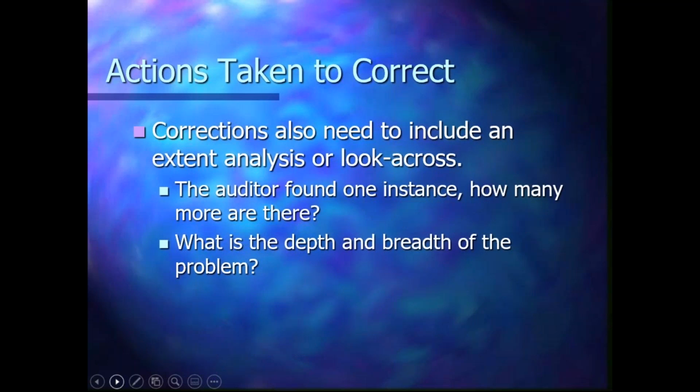Let's talk a little bit more about the concept of extent analysis. It's often referred to as a look across. So the auditor found one instance, but how many more are there? What's the depth and breadth of the problem? So if an auditor found 2 gauges out of 178 gauges that were not calibrated during their audit, you would obviously have to fix those. But you would have to confirm the status of all 176 additional gauges and see how many other issues there were, looking across all those other gauges to understand the depth and breadth of the problem.